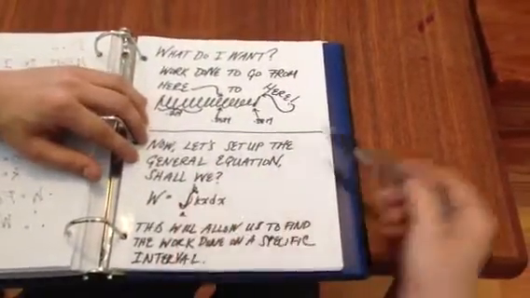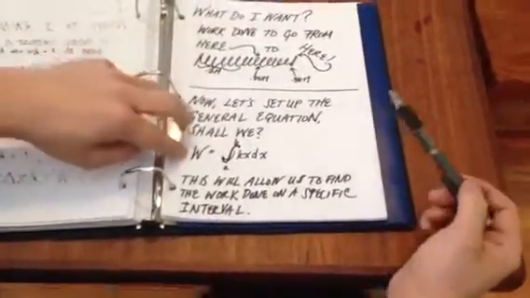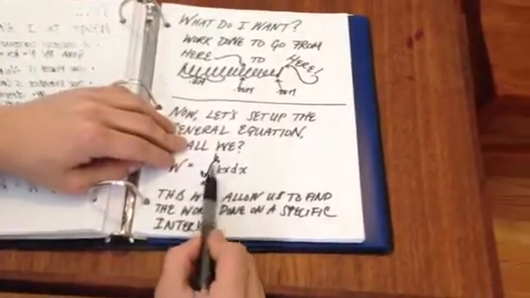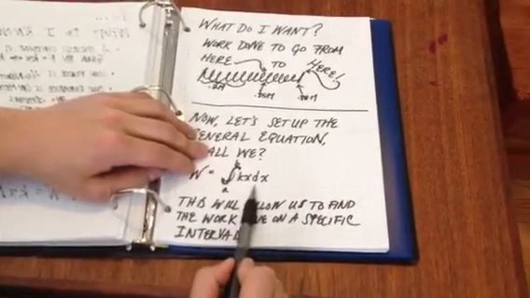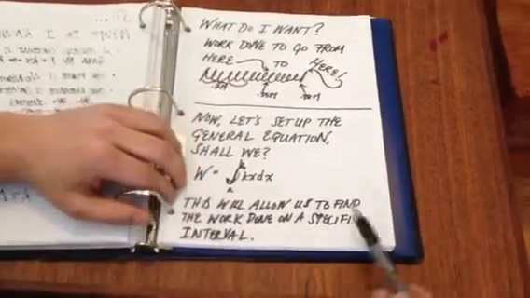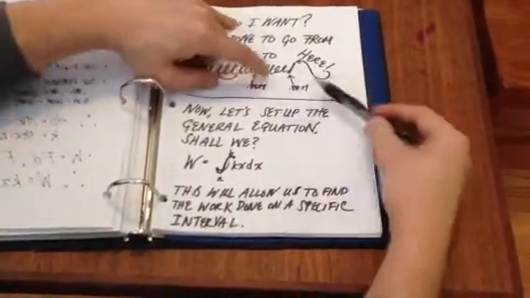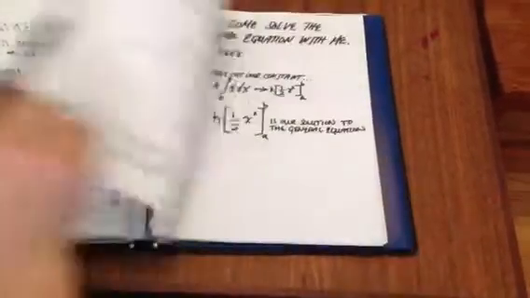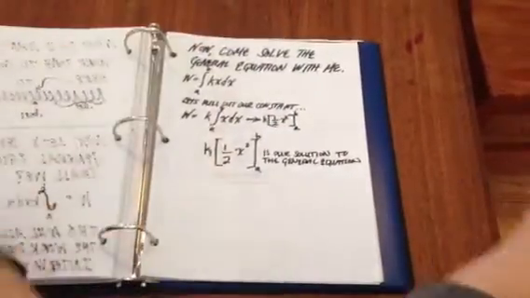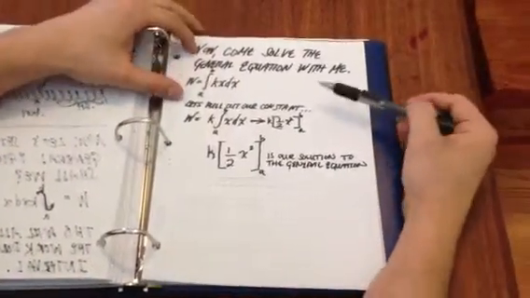So now let's set up the general equation, and let's use some calculus here. Work equals the integral from a to b of K times X dx. This will allow us to find the work done on the specific interval from here to here. So now let's solve this very, very difficult general equation together.